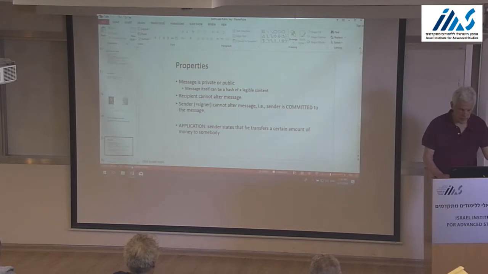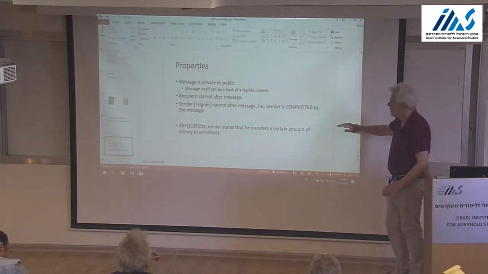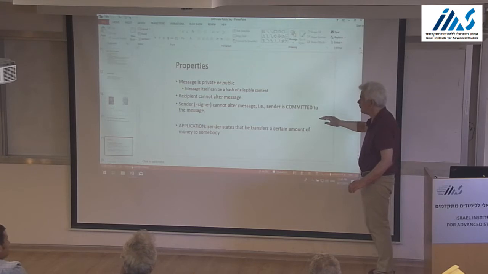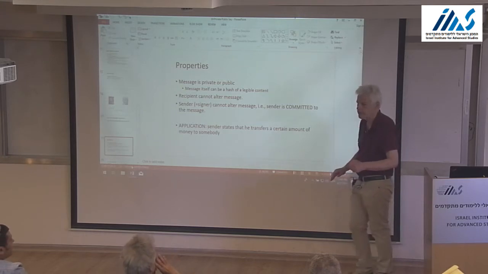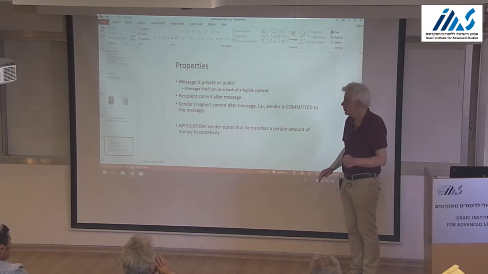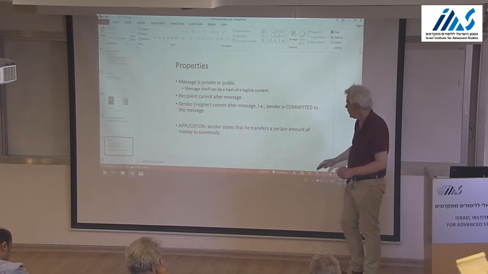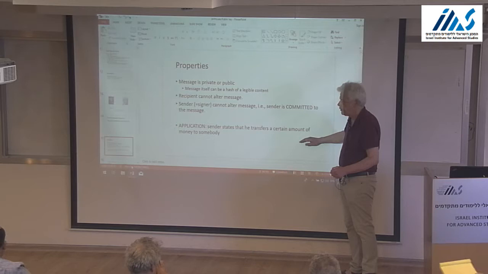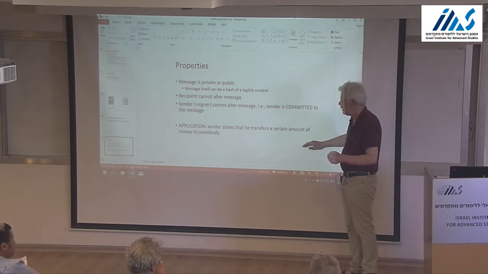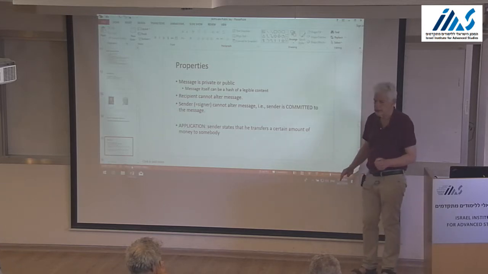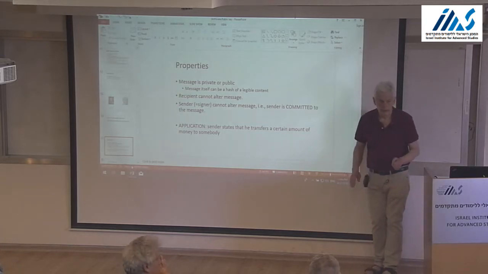Again, I have a demo here. Now notice the message can be private or public. The message itself can be hashed. The recipient cannot change the message. The sender cannot change the message. He's committed to that message. So again, the check, the proverbial check I'm talking about, is unforgeable. And that's the application here. When you want to send money, you say, I'm hereby stating that I'm transferring a certain amount of money to somebody. Once I say that, I cannot change that. You have a question, Sergio?